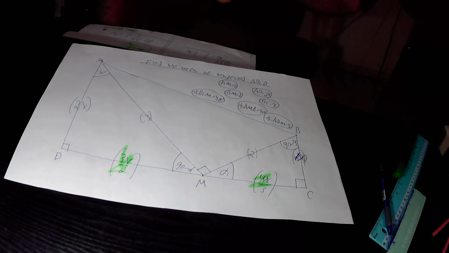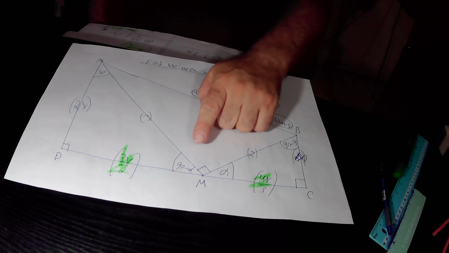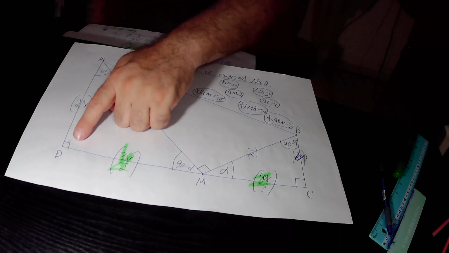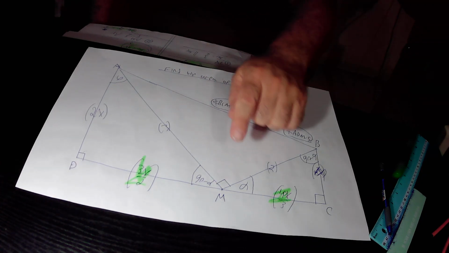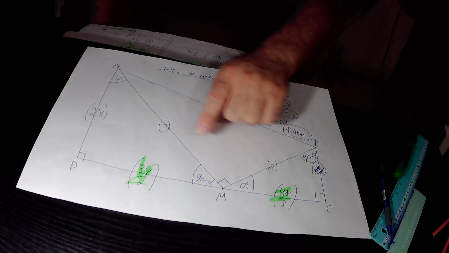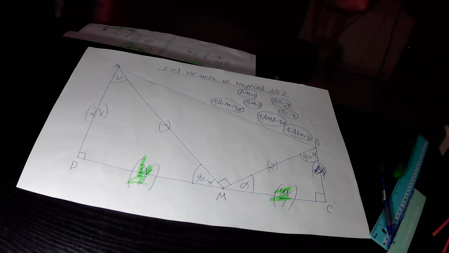In the next step, we focus on the big right angle ADM. In the big right angle ADM, this angle equals 90 degrees minus alpha, this angle equals 90 degrees, therefore this third angle must be equal to alpha. Why? Because alpha plus 90 degrees minus alpha is 90 degrees, and 90 degrees plus 90 degrees is equal to 180 degrees, which is the sum of the angles in any triangle.